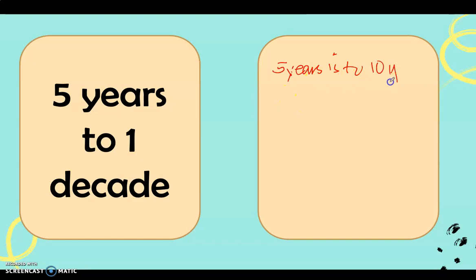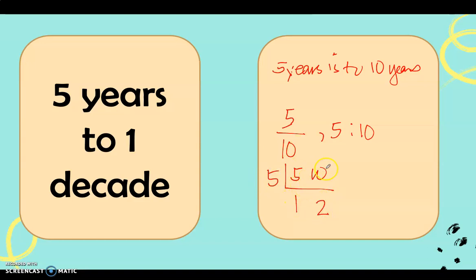It is 10 years. So if you're going to compare, they have already the same unit, then we can write it in fraction form, which is 5 over 10, or we can have 5 is to 10. But these two terms have a common factor, so we need to get the lowest term. We have 5, and then this is 1, this is 2. Therefore, you can write it as 1 over 2, or 1 is to 2. So that is the simplified form of 5 years to 1 decade.